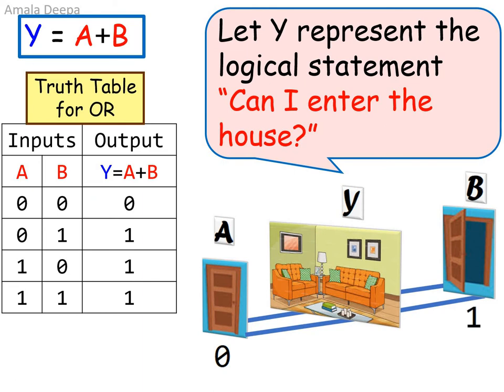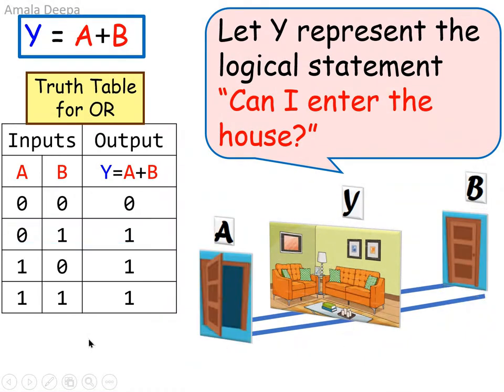Can I enter the house? Yes, I can enter the house through the back door. So value of Y is 1. So in the truth table, 0 or 1 is 1. Now door A is open, so 1. Door B is closed, so 0.